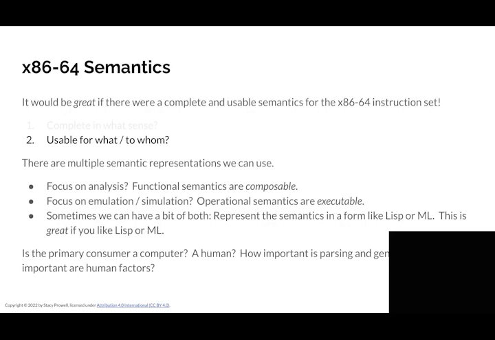Maybe I want both. Maybe I can represent the semantics in Lisp or ML. If you're not familiar with Lisp, Lisp is a functional programming language. So is ML. Both are really powerful languages in different ways. Lisp implements a lambda calculus. ML does as well, but a different sort. I can represent the semantics in those, and that may have the advantage that I can also execute those forms and see what happens. Is the primary consumer a computer? If so, maybe the syntax needs to be easily parsable. Is it a human? Maybe it needs to be more forgiving. How important are human factors to all this?